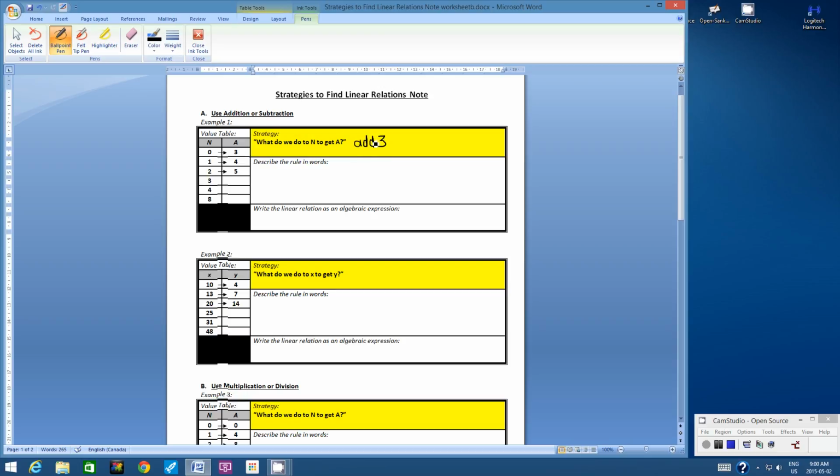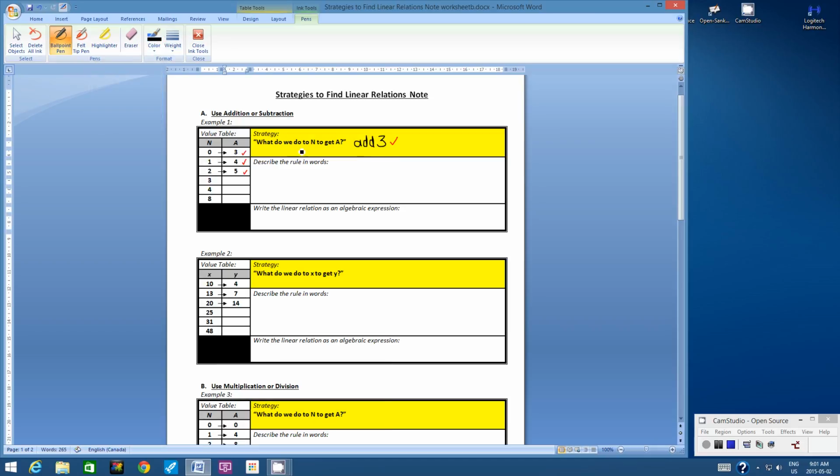So we added 3. If we add 3 to 0, we get 3. If we add 3 to 1, we get 4. And if we add 3 to 2, we get 5. So it's very important that you check your strategy or your rule 3 times. Does it work 3 times? Well, I just checked it with mental math. 0 plus 3 is 3, 1 plus 3 is 4, 2 plus 3 is 5. Okay, so I know that this strategy of adding 3 to N to get A works.